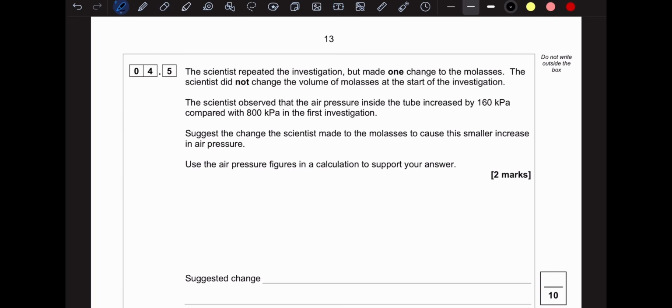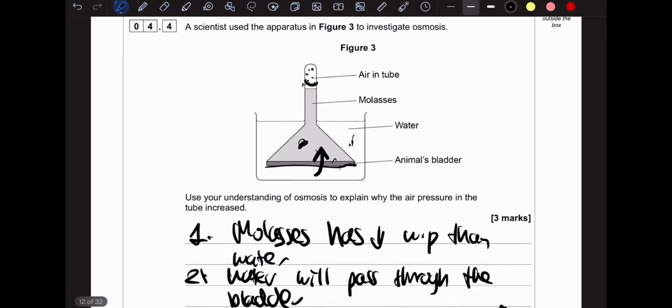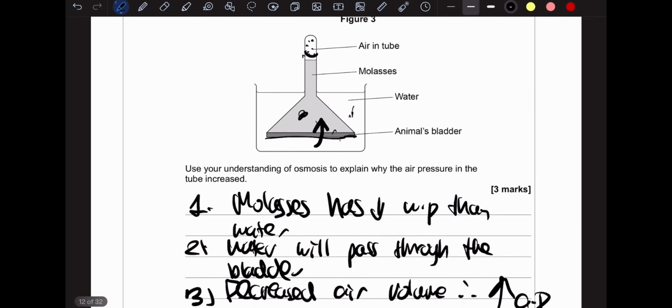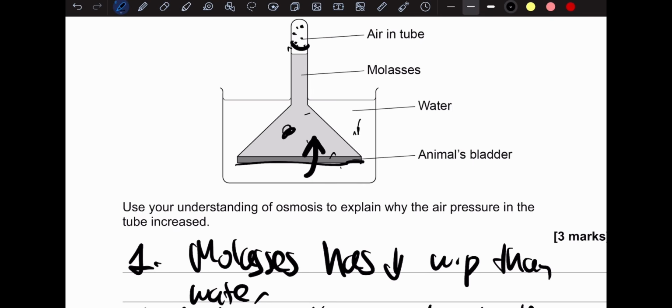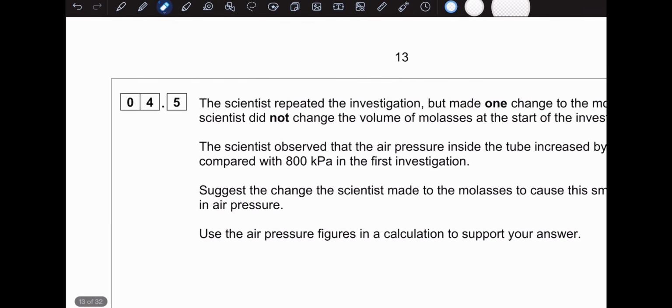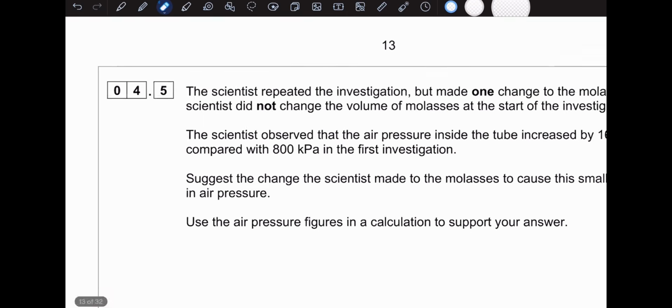Now, what's a logical thing we can do? We established that the reason this occurred is because of the disparity in the water potential between molasses and water. So how could the scientist change the disparity? Well, he could have just diluted the molasses. He could have added water to the molasses.